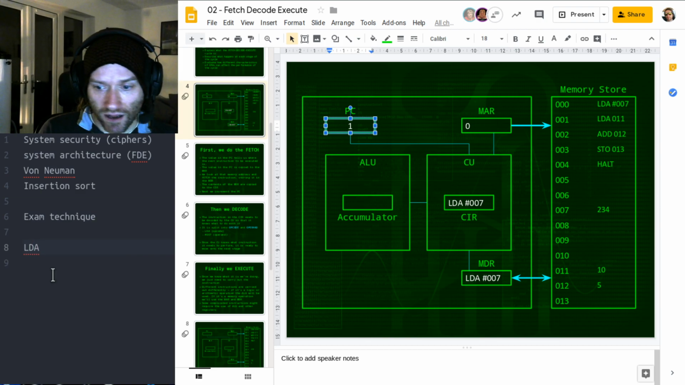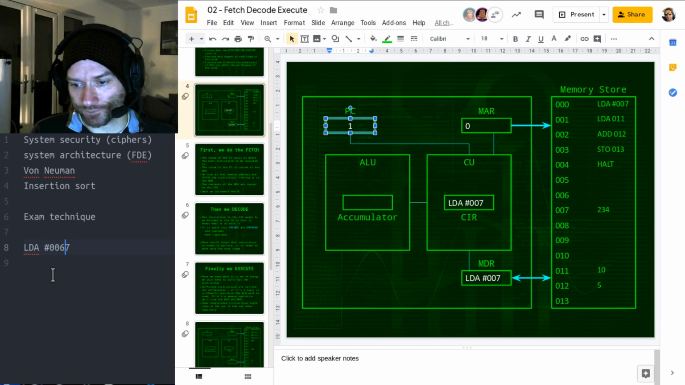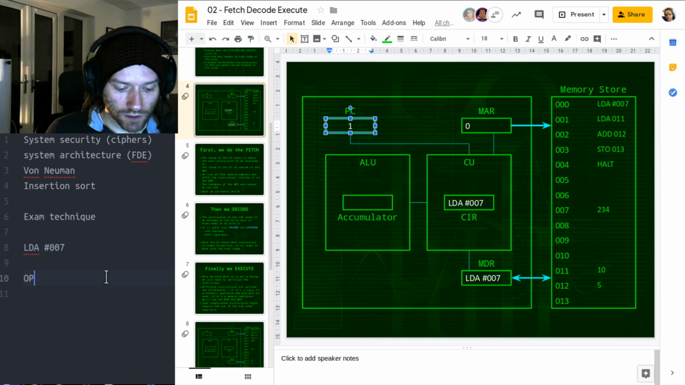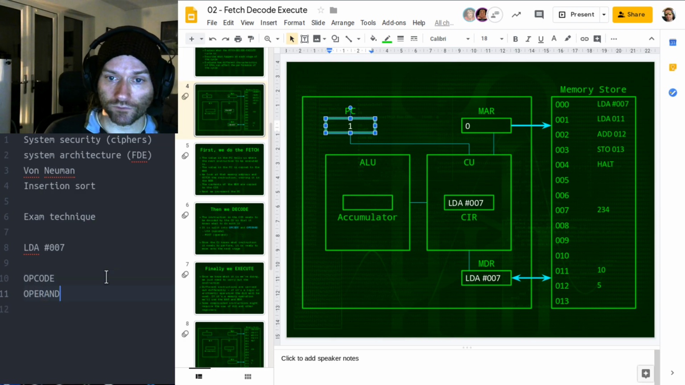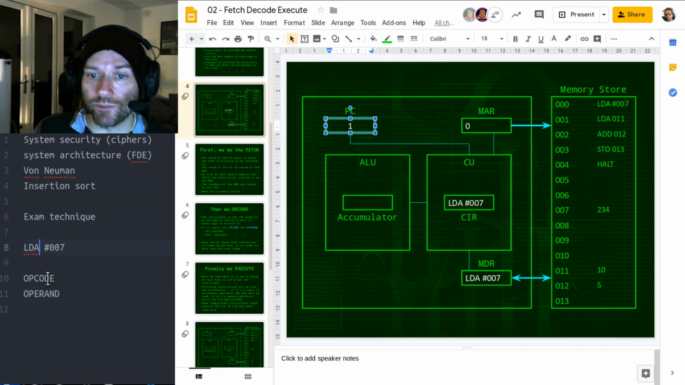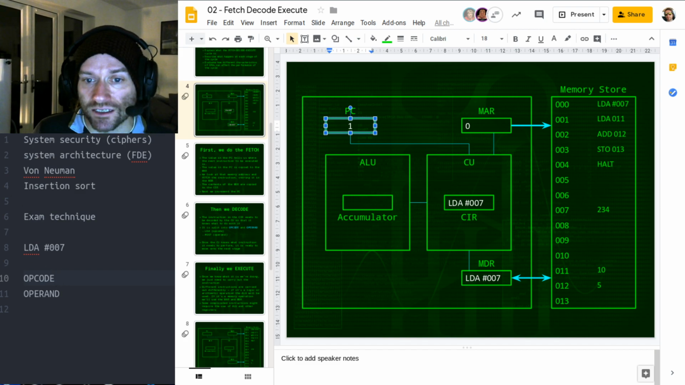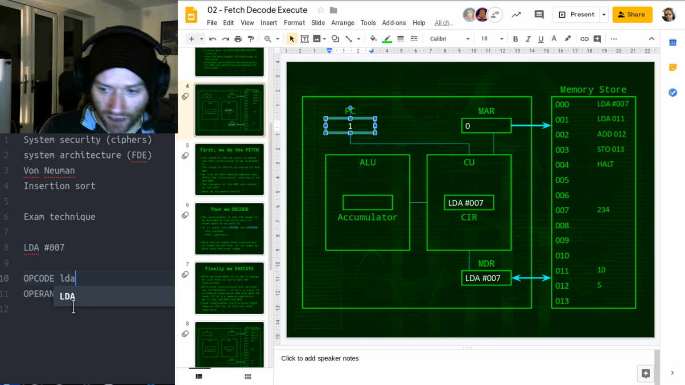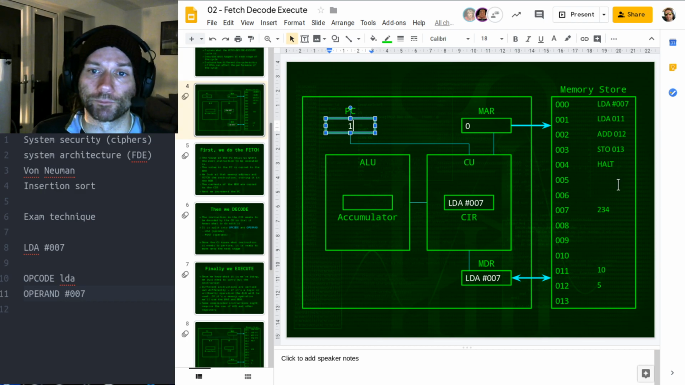We now have in our CIR this value: LDA 007. The decode splits the instruction stored in the current instruction register into opcode and operand. The opcode is the bit that tells us what we're actually going to do. The operand is the bit that tells us the information we need in order to do that. In this instance, the opcode is LDA and the operand is #007. You do not need to know what these different commands are.